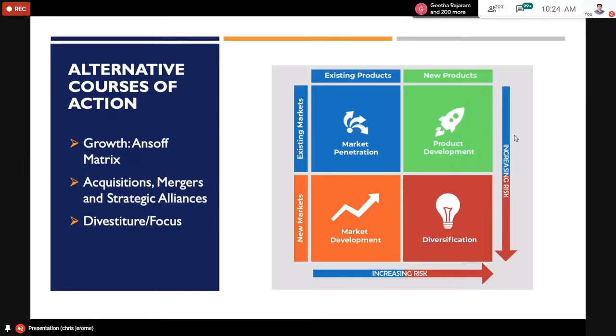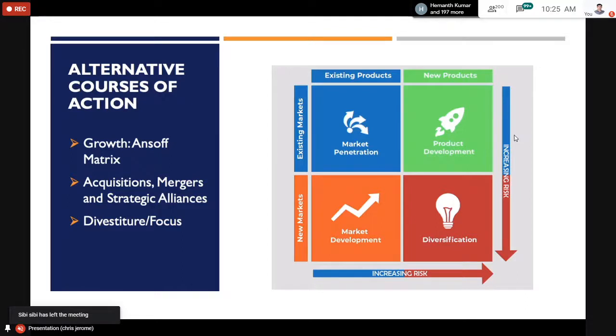In terms of thinking about what these alternative courses of action are, there are a couple of tools to do it. One is to just ask the question, where is growth going to come from? Most case studies center around growth and understanding where growth is going to come from. How is the company going to increase its revenue, increase market penetration? And one tool that I found extremely useful to answer that question is the Ansoff matrix.